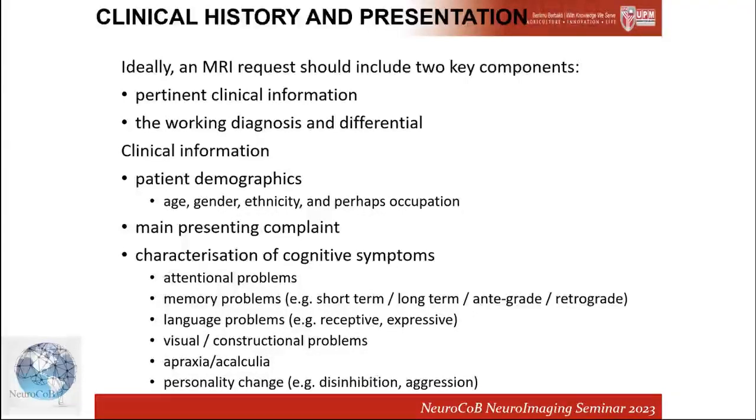Okay, so attentional problems, memory problems, language problems, visual or constructional problems, apraxia or acalculia, and also personality change, which is disinhibition, and also aggression. In this disinhibition, patient like they don't know what they are doing, you know, they behave strangely, suddenly stealing things at home like that. So this is disinhibition. Okay. So all these are the cognitive impairment.